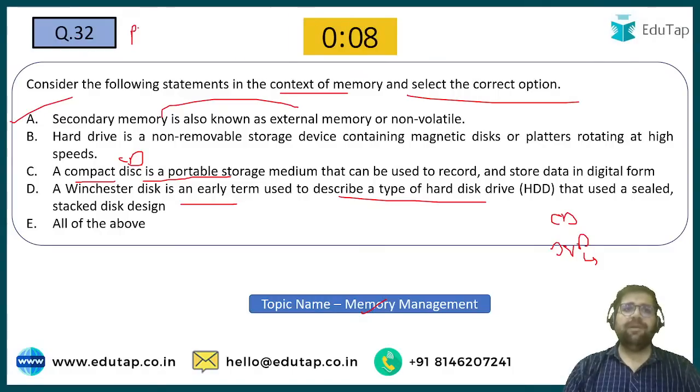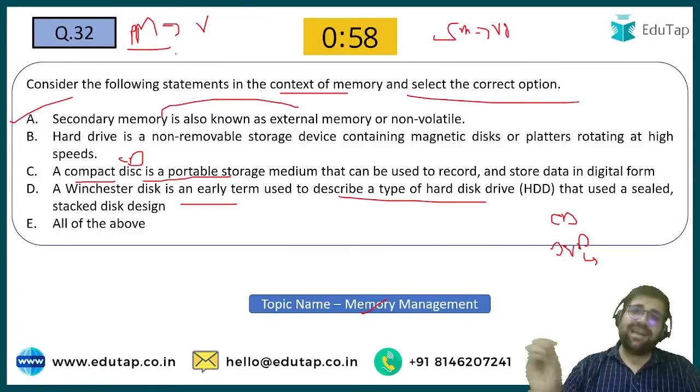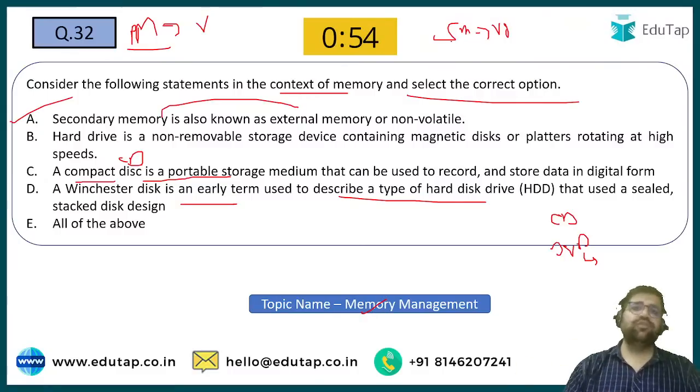primary memory like RAM and ROM. In primary memory there is one exception which I have told you, ROM. But on a large scale, primary memory is volatile. Secondary memory is non-volatile. Primary memory is there in the computer. Secondary memory you are adding to the computer. That is why it is known as an external memory. Do not confuse yourself.